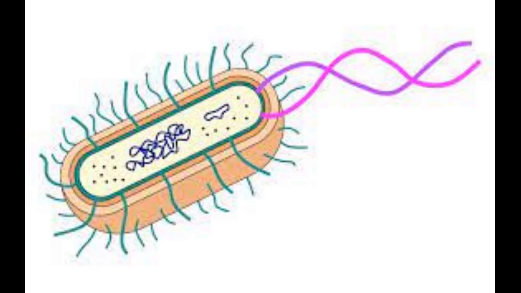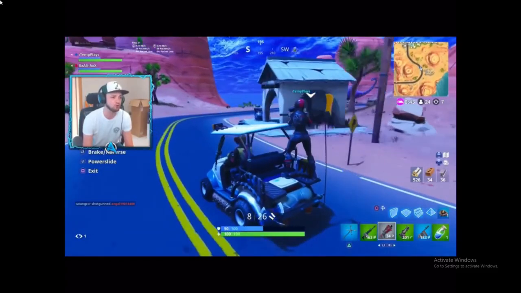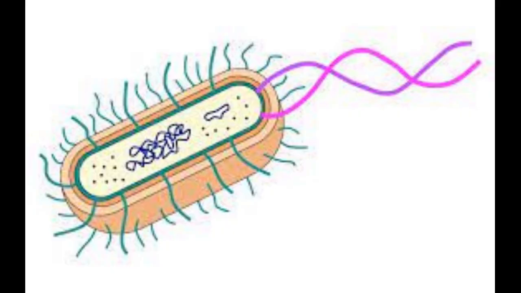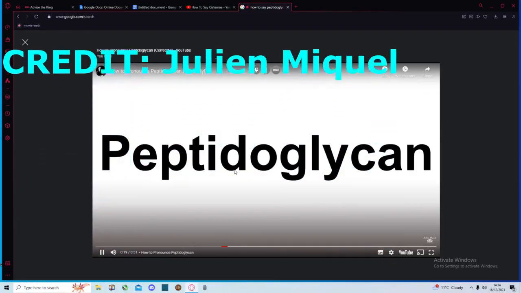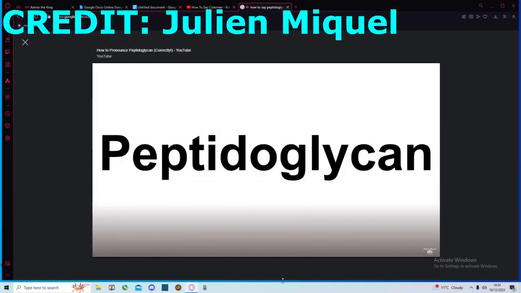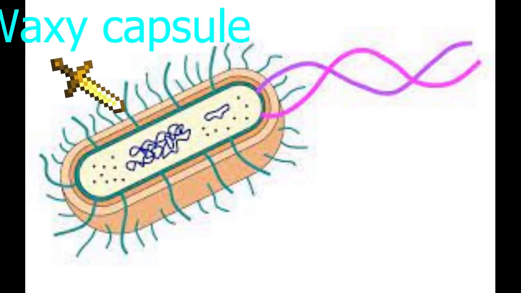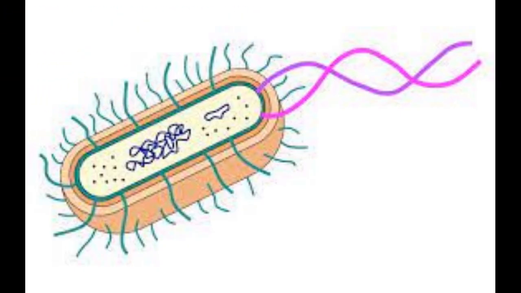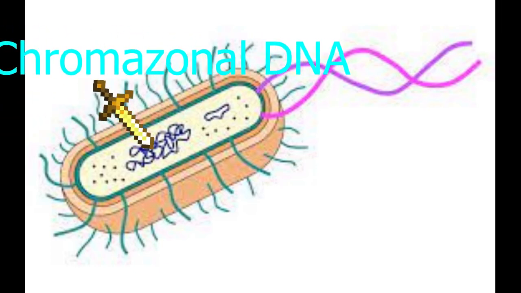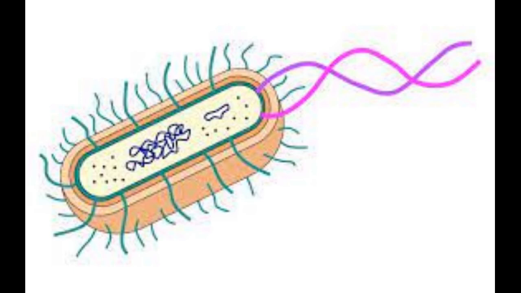Cell walls made of... How do you say it correctly? The pronunciation of this name from science is as peptidoglycan. And a waxy protective capsule. Plasmids, which are small loops of DNA, and chromosomal DNA, the largest loop of DNA, and takes the job of the nucleus in the prokaryote.